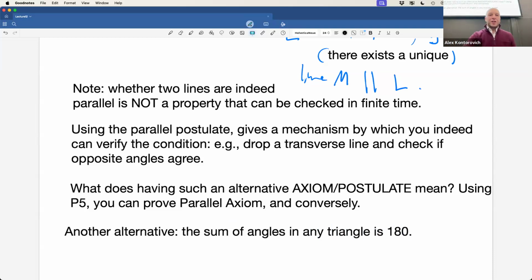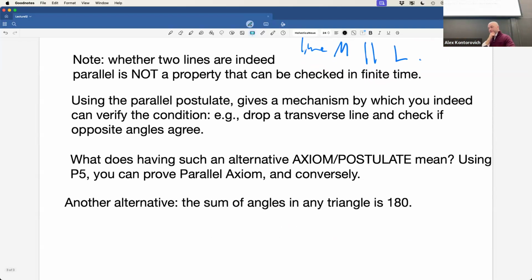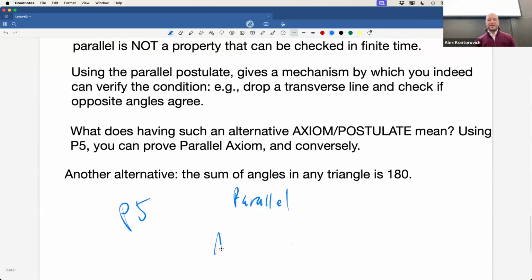Okay. So what did people start to do, Layla? Using P5 with the parallel axiom. Yes. As well as using the sum of angles in any triangle to prove that same thing. Yeah, let's call P5 the original. Parallel is: given a line and a point, there's a unique parallel line. Angles is the sum of the angles in a triangle. In any triangle, it's 180.